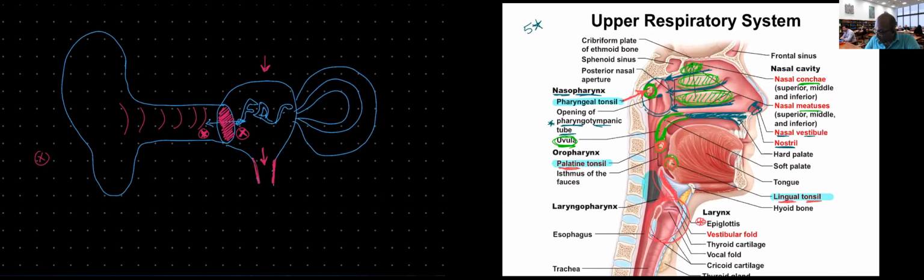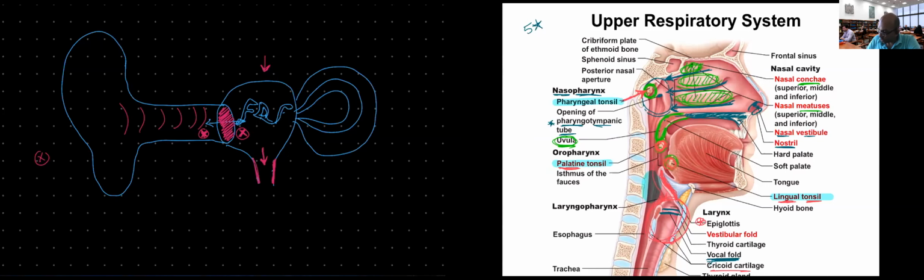Anteriorly, we have a cartilage on here. This is my thyroid cartilage, and below it we have a smaller one. This is a cricoid cartilage. Inside my voice box, I've got the vocal cords on here. Those are just going to be my vocal fold.